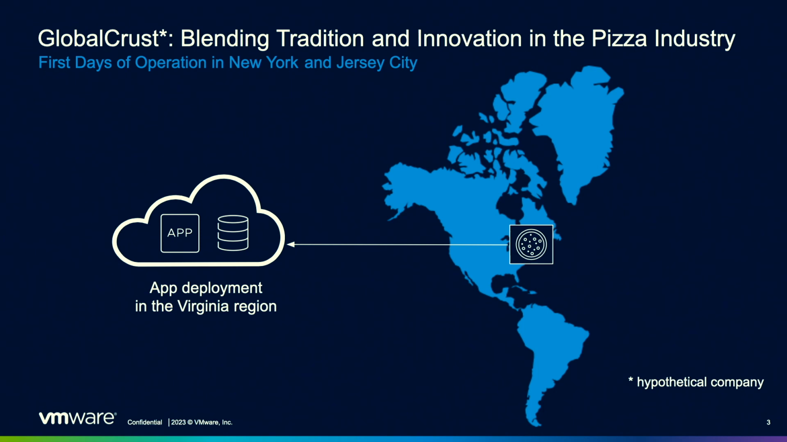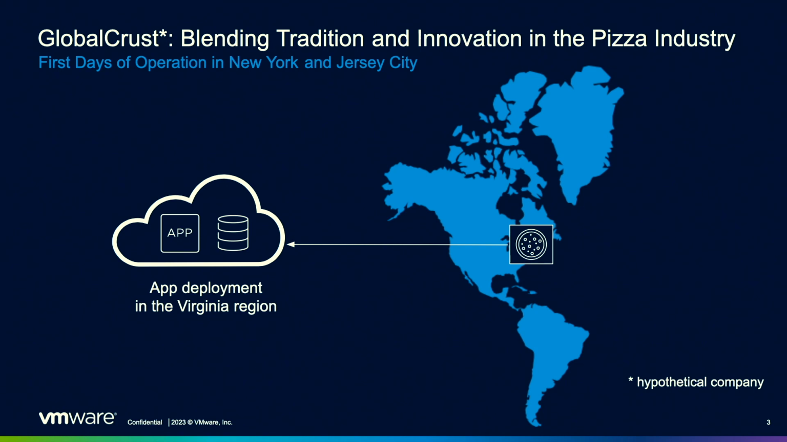The name of the company is Global Crust. The folks used ChatGPT to come up with their marketing motto. They basically blend tradition and innovation in the pizza industry. And they created a simple Spring Cloud application. They deployed it in that famous United States East 1 region in Northern Virginia.